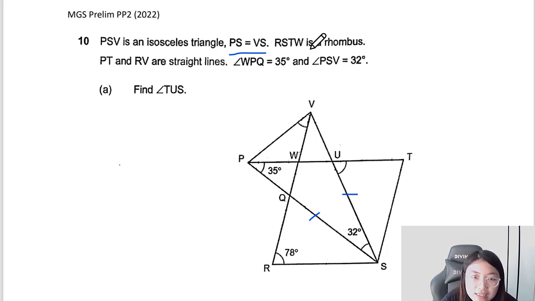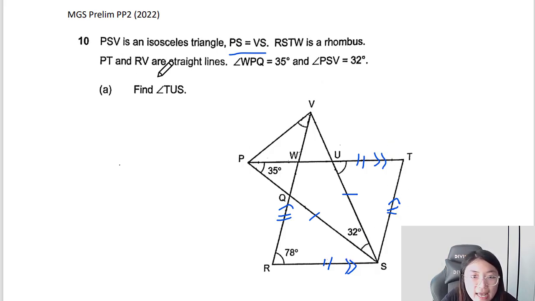Then it says RSTW is a rhombus. RSTW being a rhombus means all the sides are the same. So here I will put a double stroke so that I know they are all the same, and double because I want to differentiate from the single stroke on the isosceles triangle. Another thing to know is that a rhombus has opposite parallel sides, so better to put a double also.